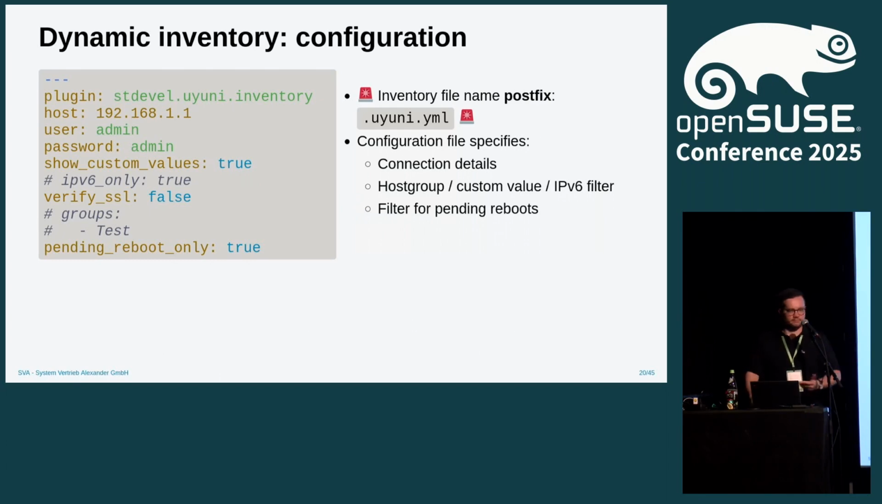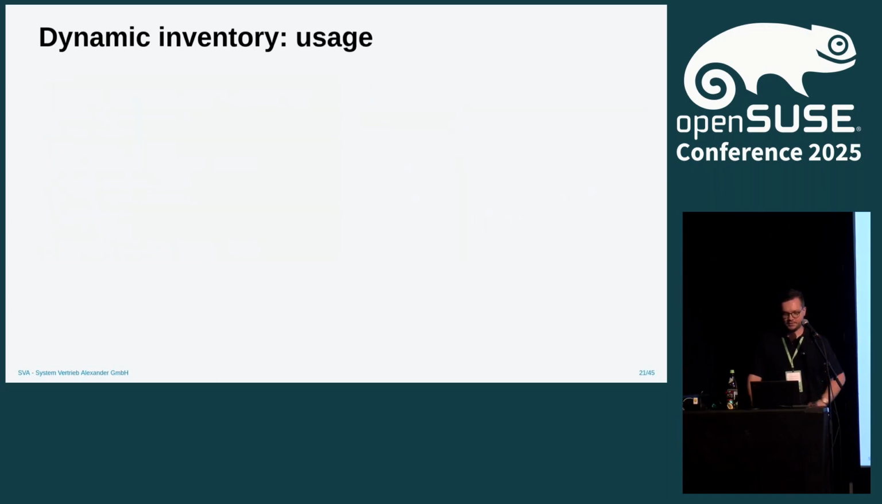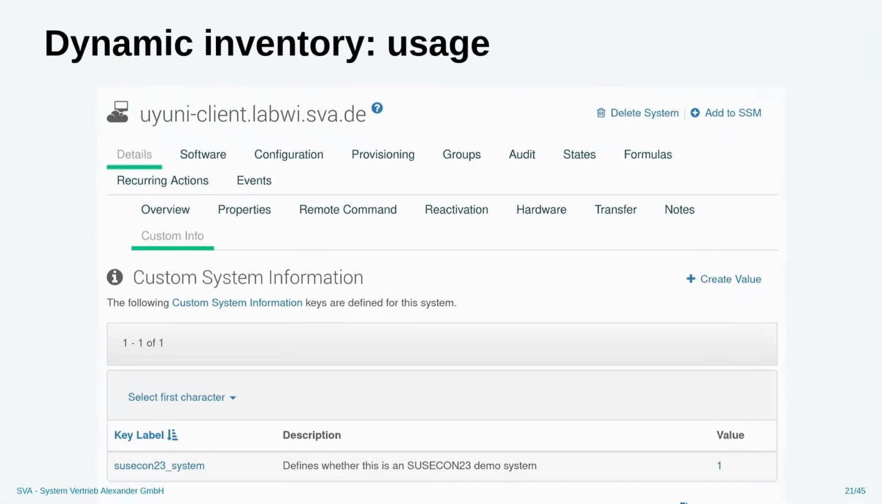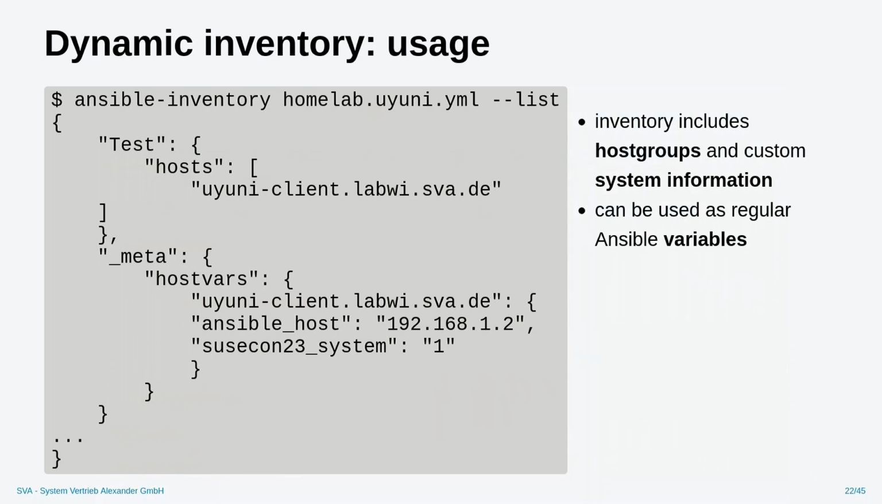I don't know. So if you're IPv6 only, there's a parameter for that. Maybe one example, a demonstration I did two years ago for SUSECon: we have a custom system information key, a SUSECon system variable. And if I run the Ansible inventory plugin, you can see that this system is discovered as a host, being part of the test host group.